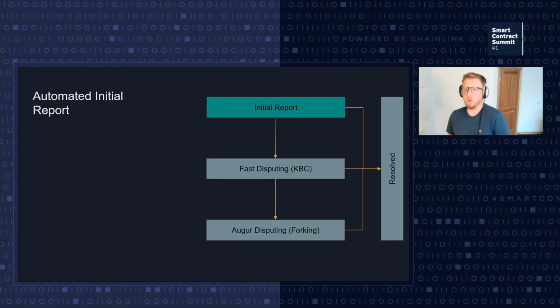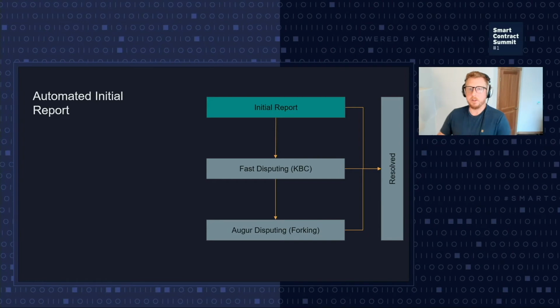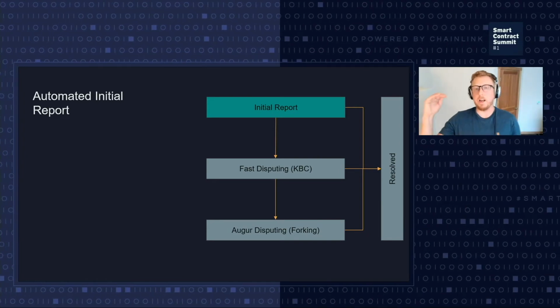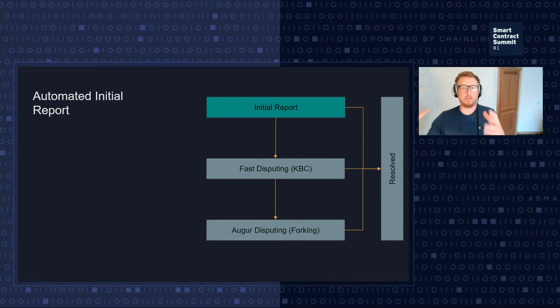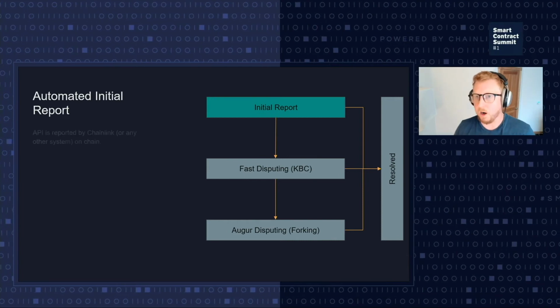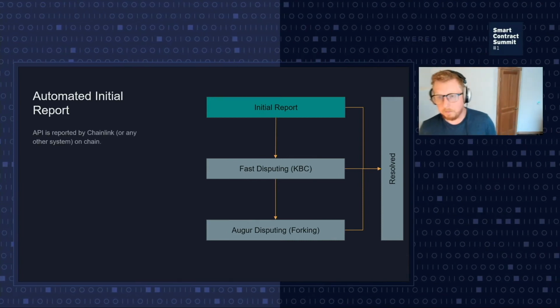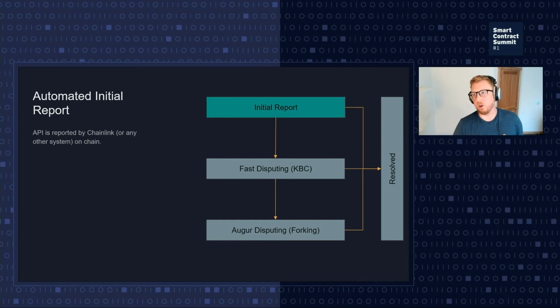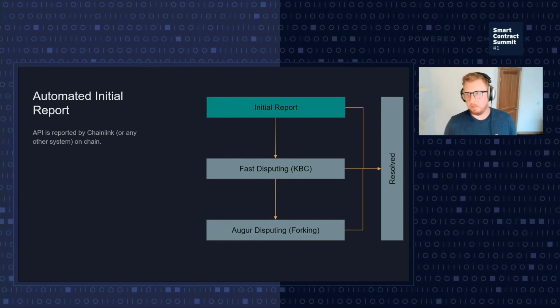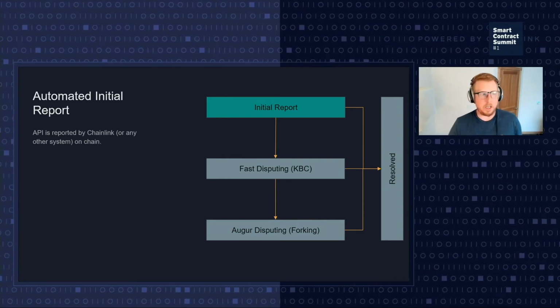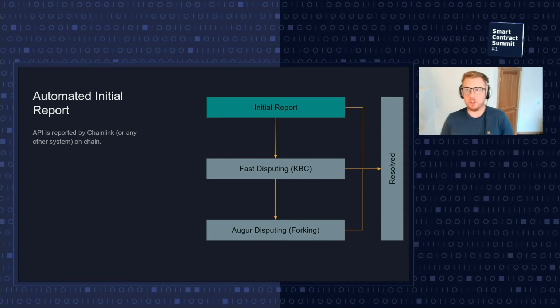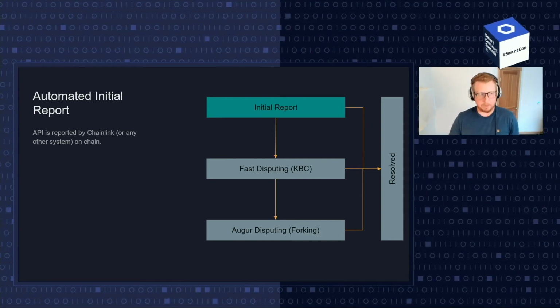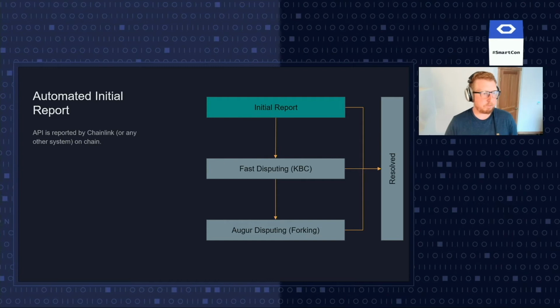So what we're talking about for Augur Turbo is building out this multi-stage Oracle design where we start with using an off-chain Oracle system. This is the initial report. With the initial report, what you're looking at is the data to be reported by Chainlink or any other system, and that to be placed on chain.